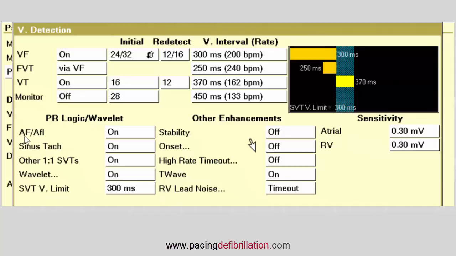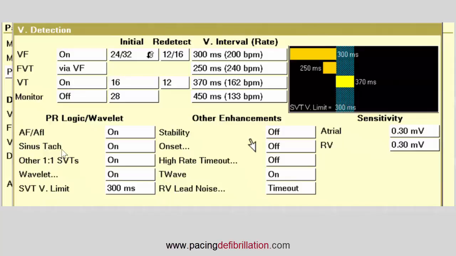The atrial fibrillation, atrial flutter feature has been designed to recognize conducted episodes of atrial fibrillation or atrial flutter. A conducted atrial fibrillation will be recognized through different parameters. First, the atrial rate will be faster than the ventricular rate, and the ventricular rate will be irregular. The atrial flutter feature has been designed to recognize a ratio of atrial to ventricular events of 2:1 or 3:1.